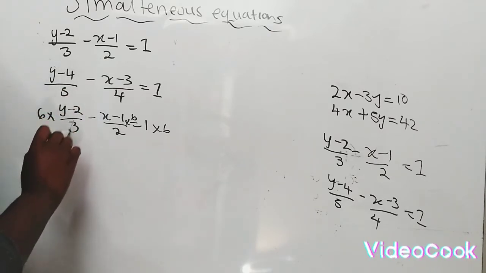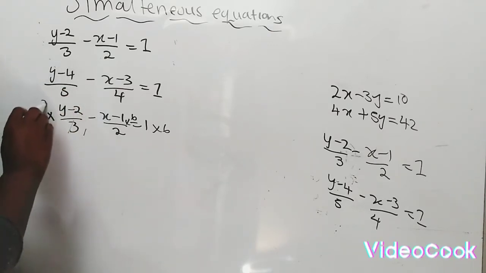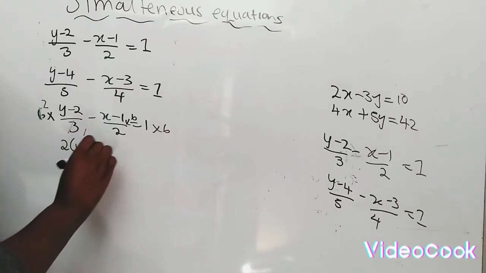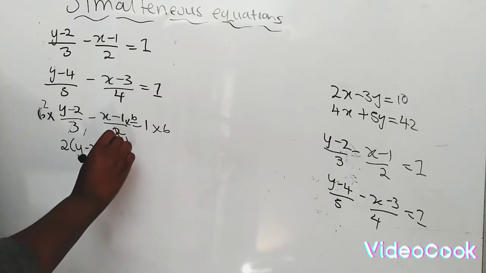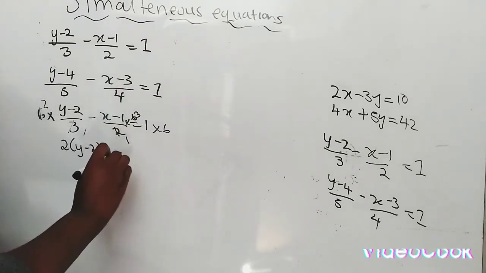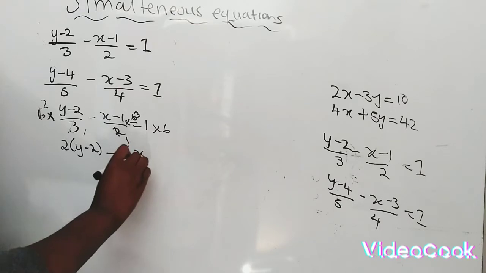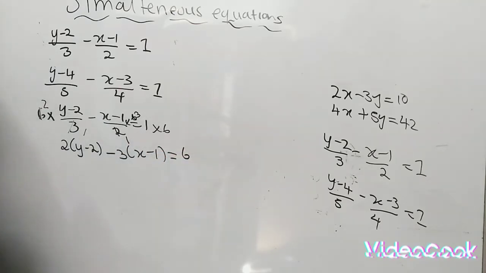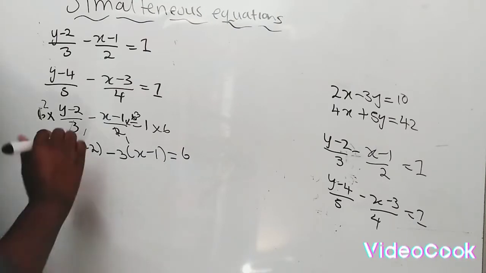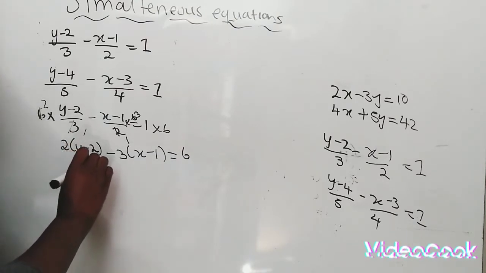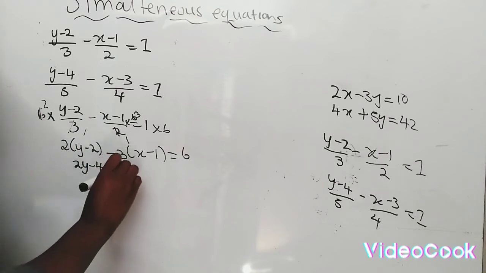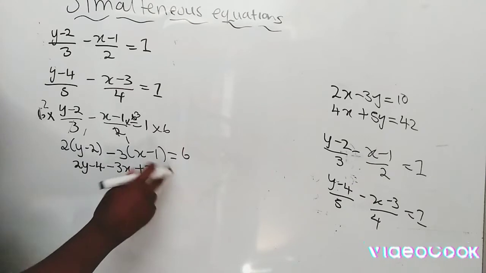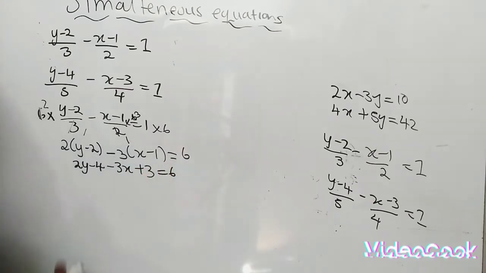So the first one, 3 into 6 is 2 times. We will remain with 2 open bracket y minus 2. Minus, 2 into 6 is 3 times, so minus 3 multiplying x minus 1, is equal to 1 times 6, which is just 6, right? When we expand these brackets, we are going to get 2y minus 4 minus 3x plus 3. The plus is coming from a negative multiplying a negative, right? This is equal to 6.